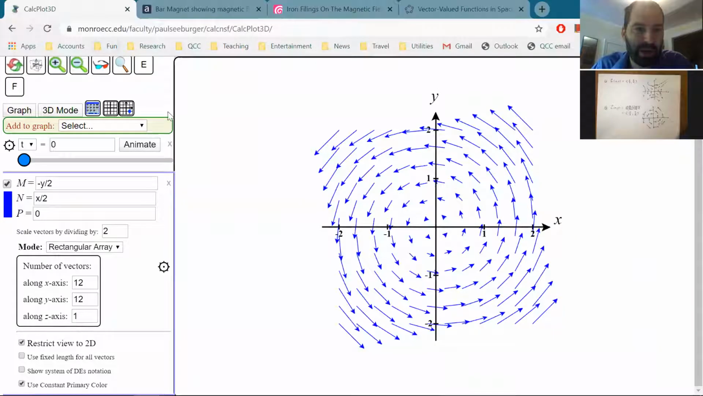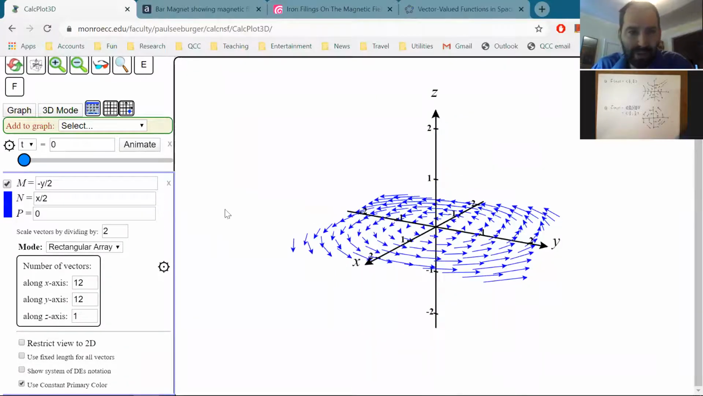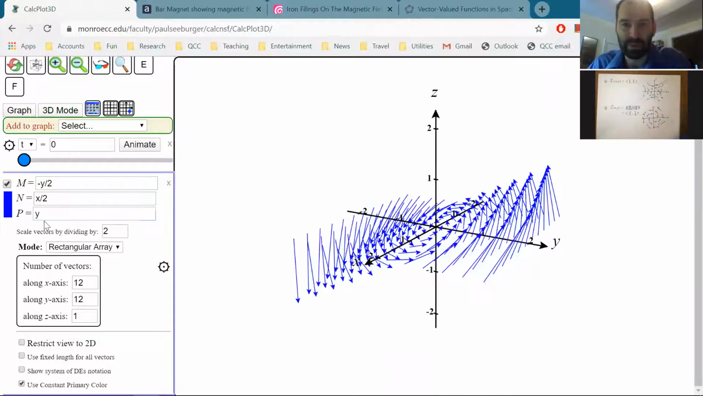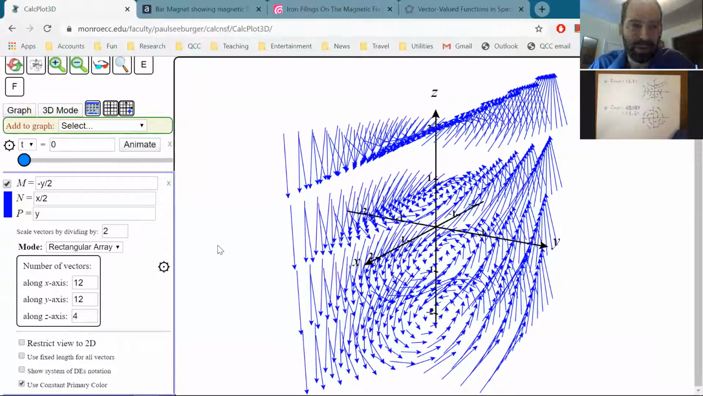Let me go back to CalcPlot 3D. I just want to point out that we can do things in 3D as well. Okay, so this is that two-dimensional vector field in 3D. That's not very interesting, but I can put a third coordinate here. I don't know, put Y here, and we can start seeing the vector field coming off of the XY plane. Ooh, that's an interesting one, isn't it?